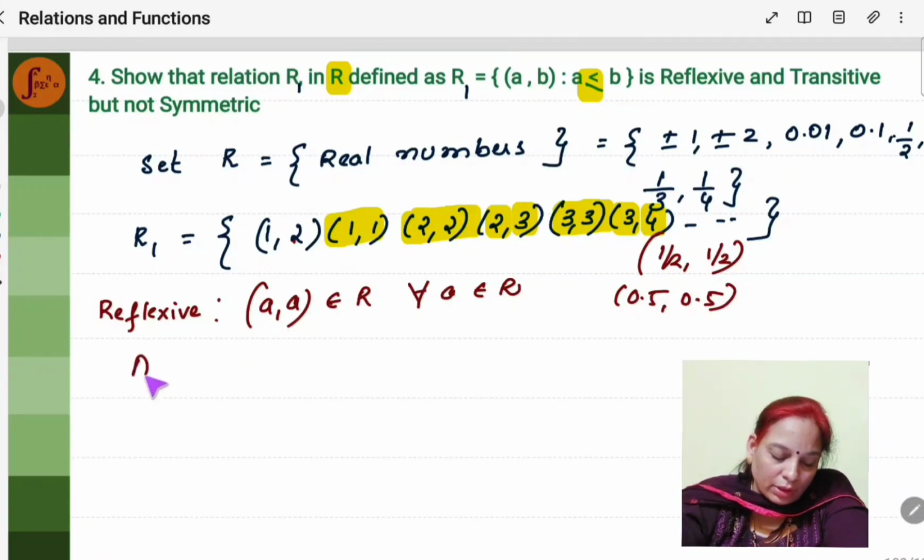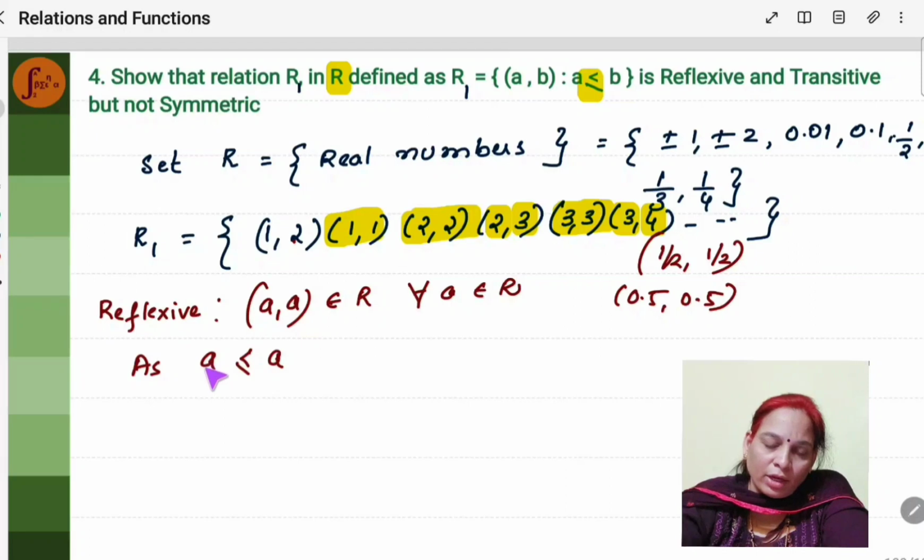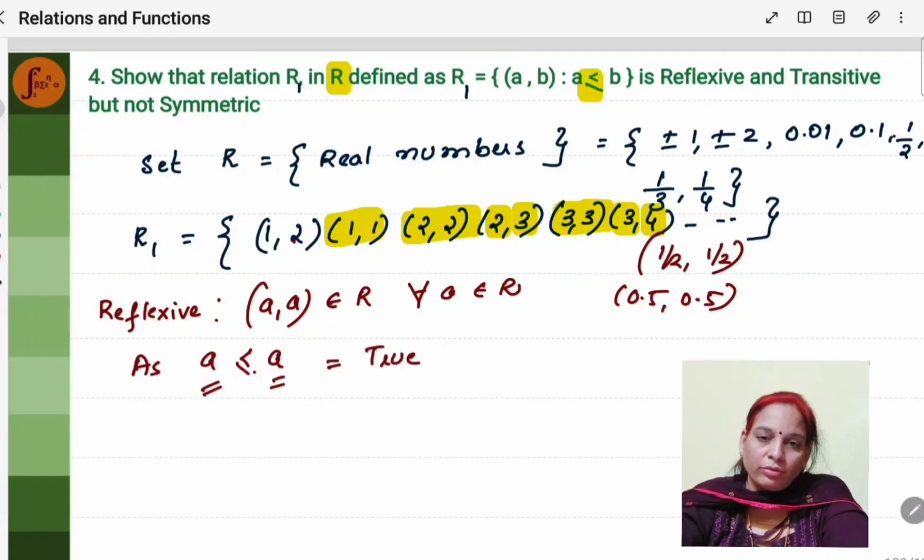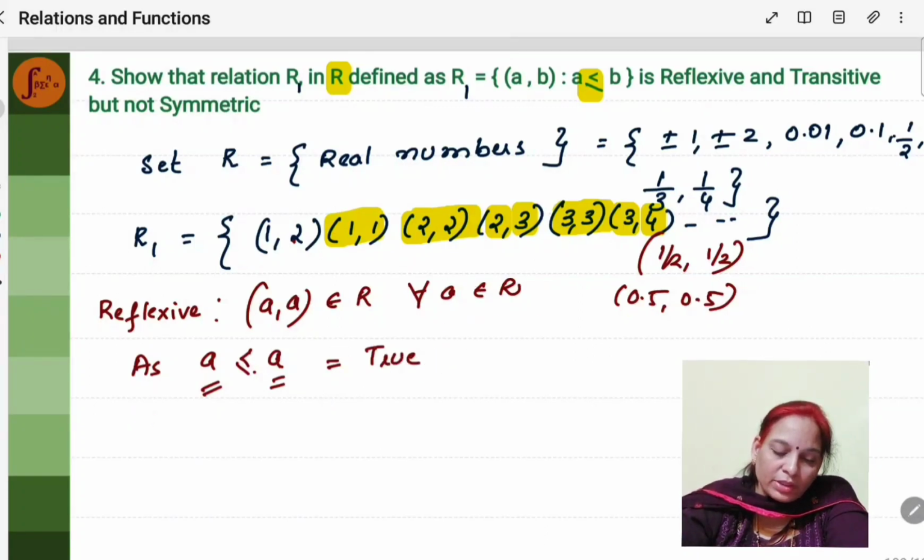So you can say A is less than or equal to A. It's equal, whether I take 1 or 2 or 10 or minus 1, minus 2, minus 3, or a decimal, that element is going to be equal to the second element. A less than or equal to A is true. Therefore, it's reflexive. Now we'll check if it's transitive.